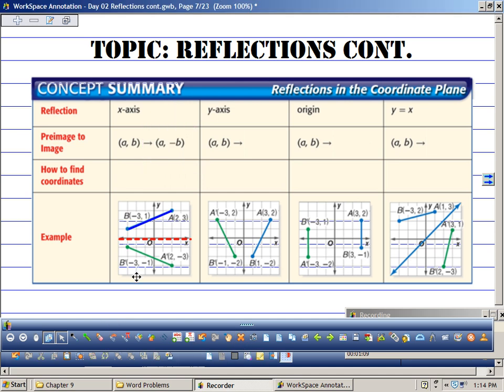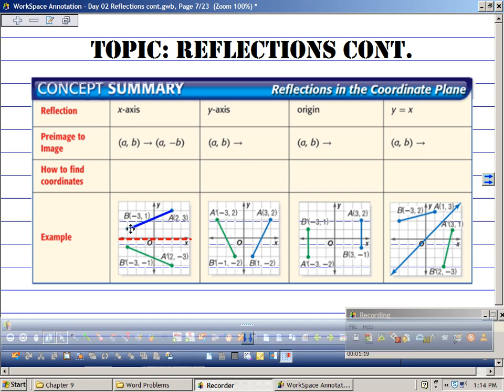When we're going over the x-axis, the x stays the same and the y changes, right? Because actually we're talking about elevation. You're only moving up and down on the y-axis. You're not moving on the x.